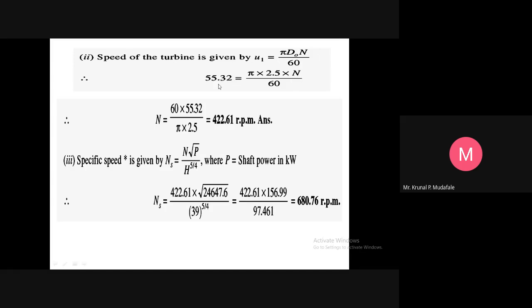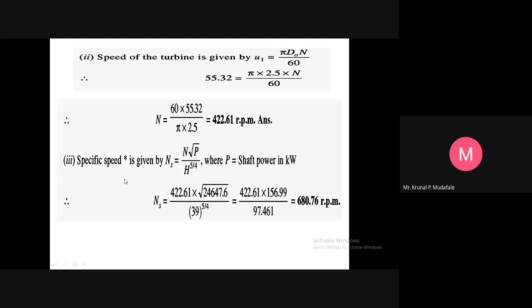Okay, so no need to change the rpm, right? Whatever answer you get is in terms of 60 into 55.32 divided by pi into 2.5. So you will get the RPM, that is 422.61 RPM, right? Maybe it is approximately 423, that is revolutions per minute. That is the RPM. Okay, that is our second target, and the next target is specific speed.